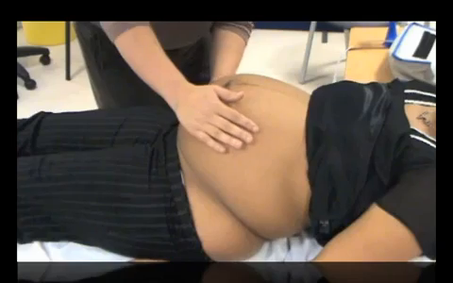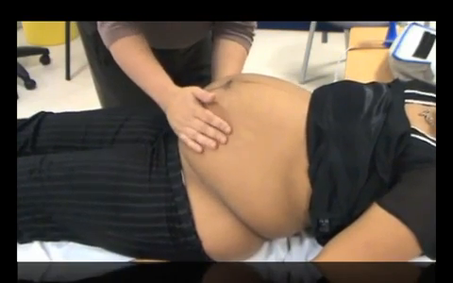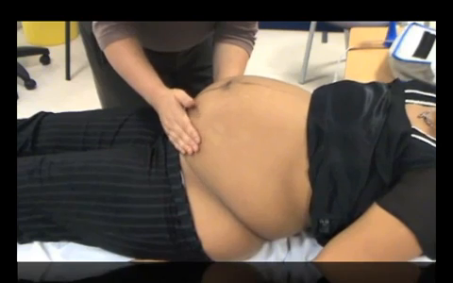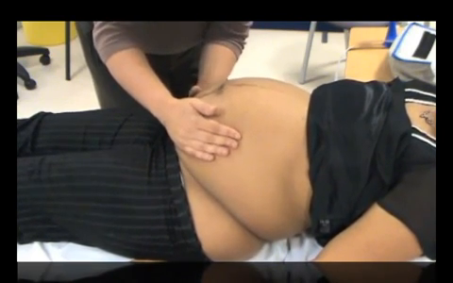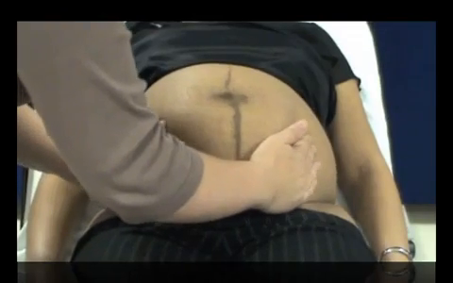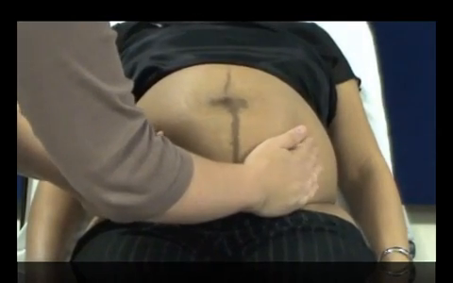Palpation technique is an important part of making an accurate assessment of the lie, presentation and position of the fetus. Keep one hand still and move the other hand working down both sides of the fetus to assess where the poles are and which pole is which.